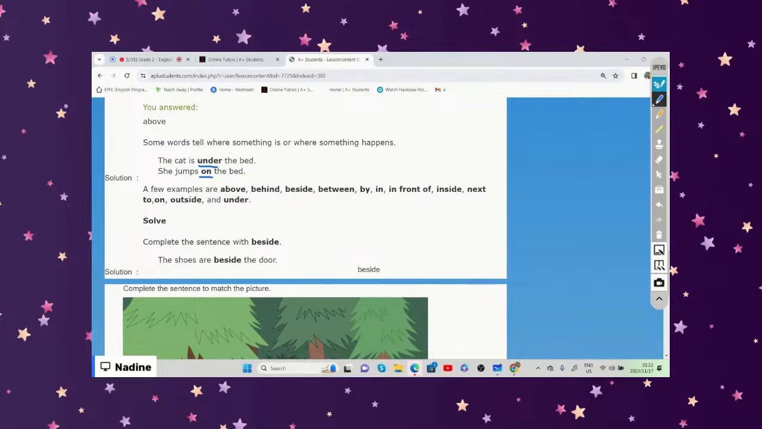And we see that a few of our prepositions are, and we made mention of above, behind, beside, between, by, in front of, inside, next to, on, outside, and under. So those are our prepositions.